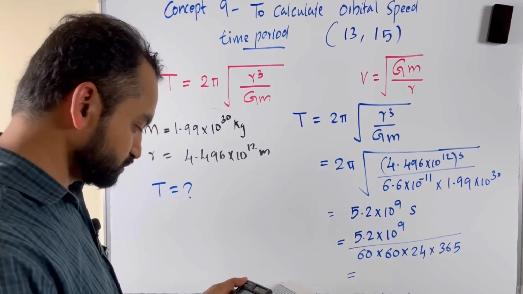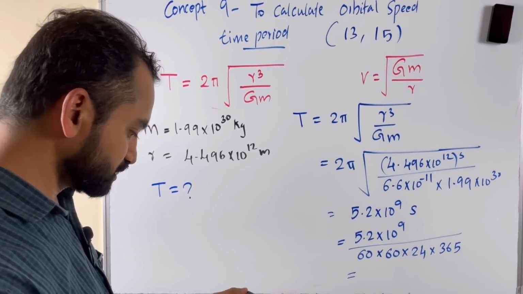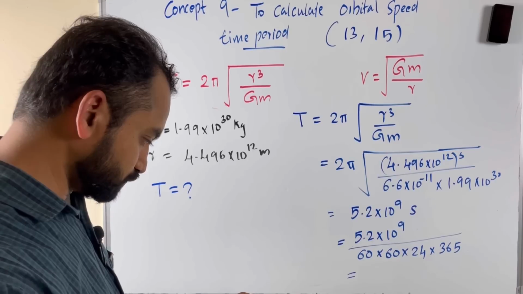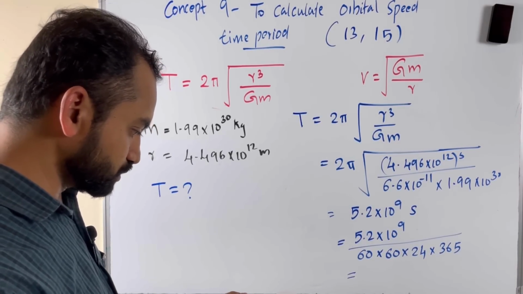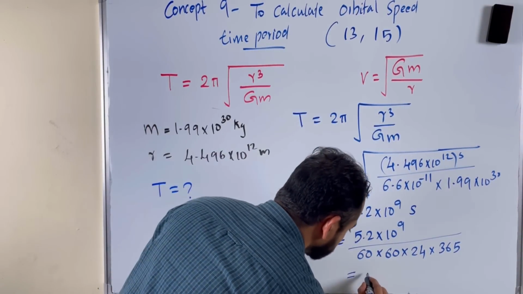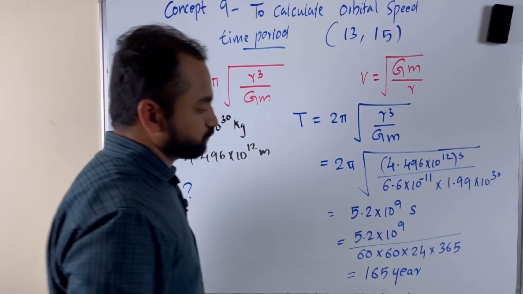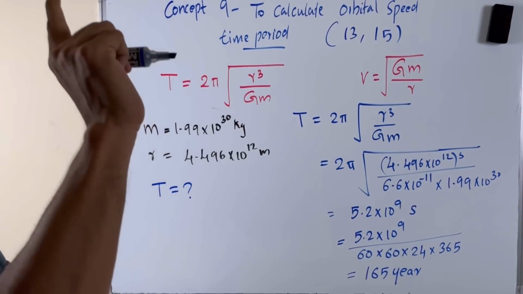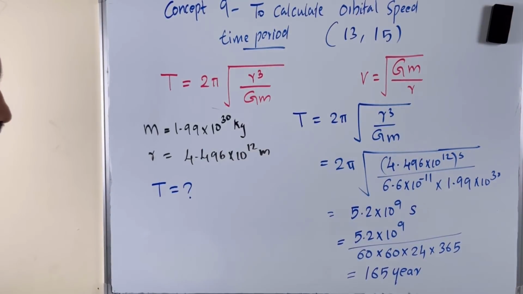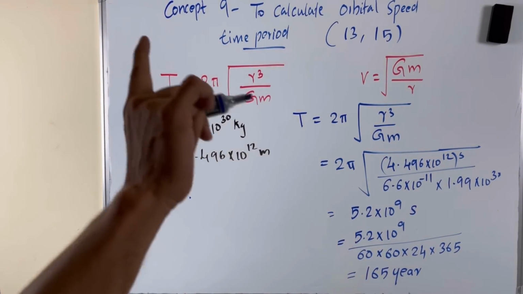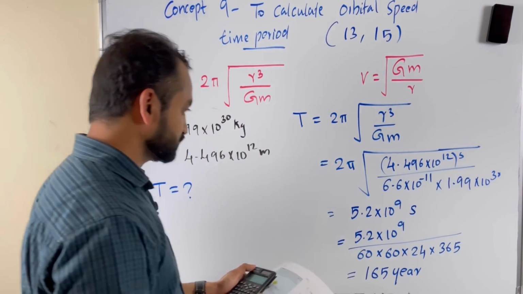So divided by 60, 60, 24, 365, equals 165 years. For the Earth to complete one rotation around the Sun, it takes 1 year, right? For Neptune to make one rotation around the Sun, it takes 165 Earth years.